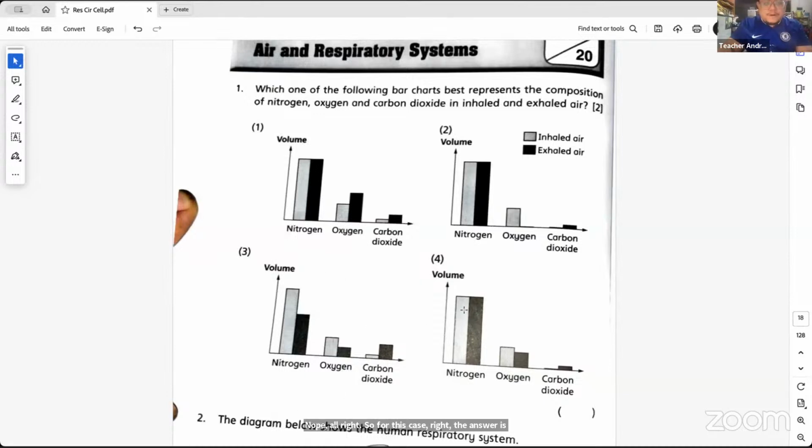Why do I say so? Because in inhaled and exhaled air, the percentage of nitrogen does not change. Whereas oxygen will decrease by a bit. Carbon dioxide will increase by a bit. So therefore, number 4 is the closest graph to represent the composition of the air in inhale and exhale.